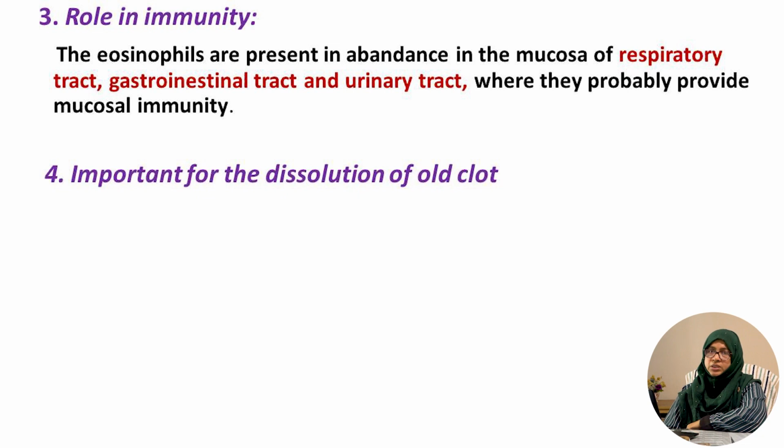Number 3, role in immunity. The eosinophils are present in abundance in the mucosa of the respiratory tract, gastrointestinal tract, and urinary tract, where they probably provide mucosal immunity. Number 4, they are important for dissolution of old clots.